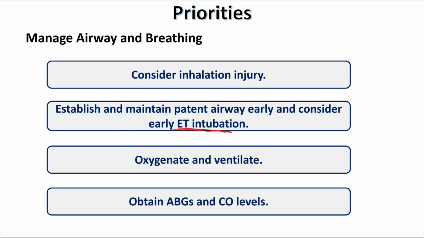So if the patient has signs of airway burn, you have to intubate the patient as early as possible, prematurely. Oxygenate and ventilate. Give oxygen if necessary. Ventilate the patient if the patient has no breathing or decreased breathing. Obtain ABG and CO levels in order to consider exact oxygenation and also to know whether there is CO poisoning or not.